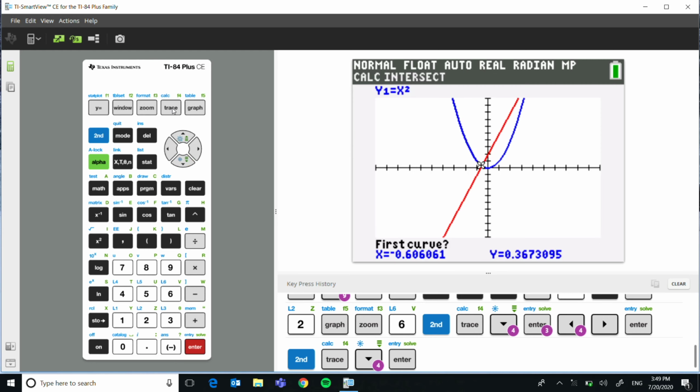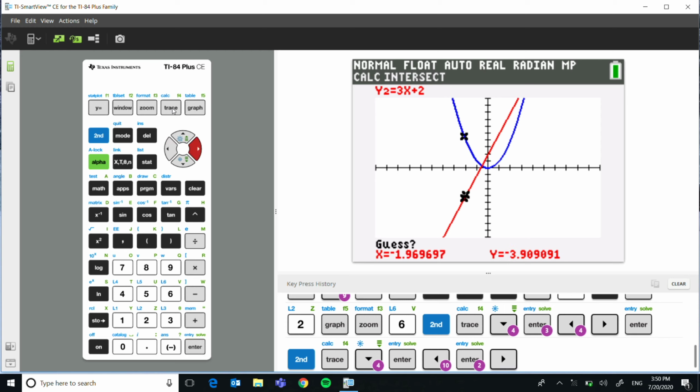Hit enter on that, and it will ask you three different questions. First of all, are you with me so far? Okay. The first question is first curve. Basically all that's saying is to put your cursor on the curve that you consider the first one. Put your cursor on the first graph. Okay, so it's on the blue graph. Great. We hit enter. Now we want it on the second curve, or the red graph. So we hit enter again.